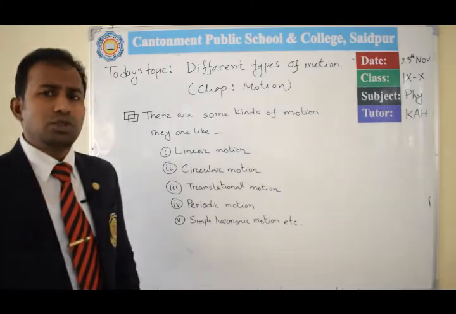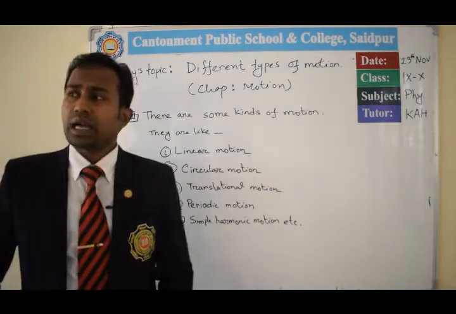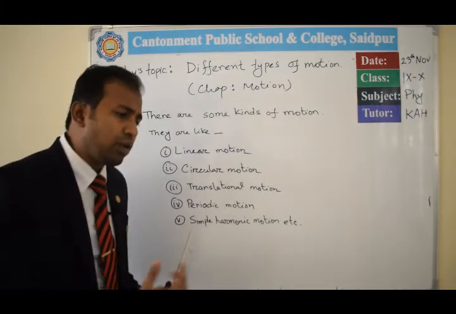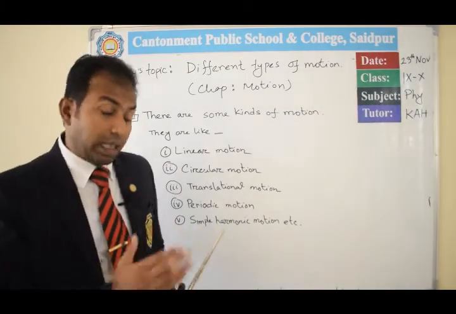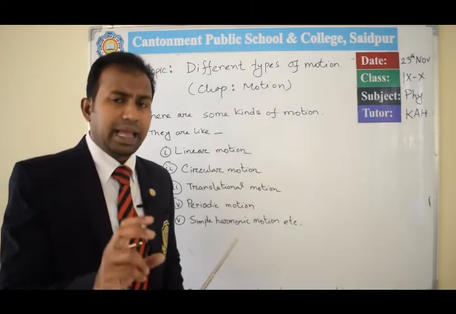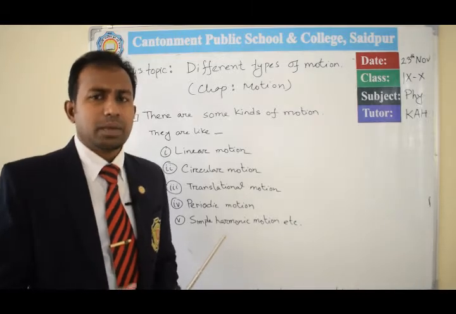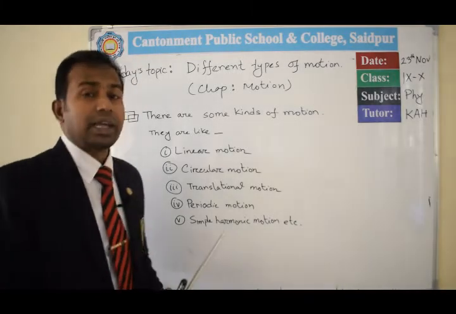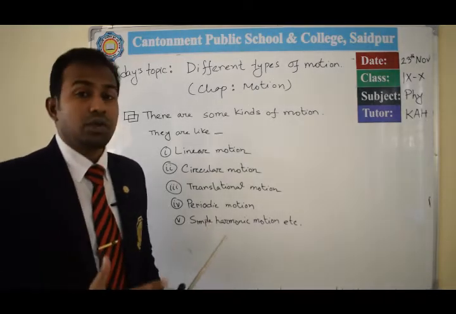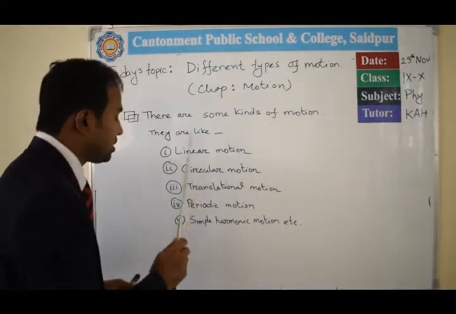According to our books of class 9 and 10, the first one is linear motion. What is linear motion? When we are running on the road in a line, the line can be of two different types: the bended line and the straight line. Whenever we are going in a straight line, that is linear motion.